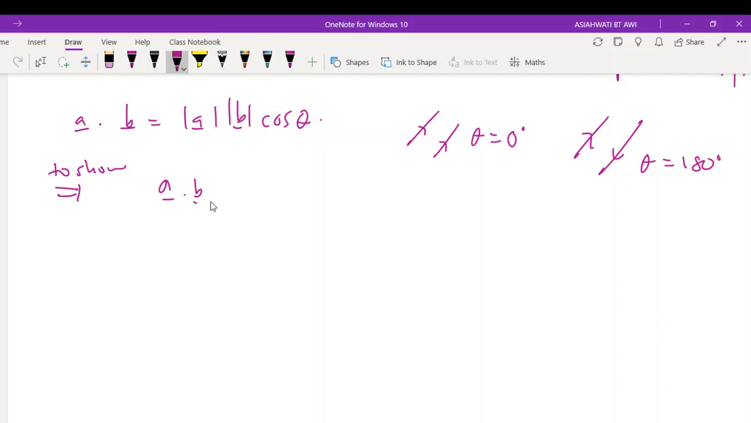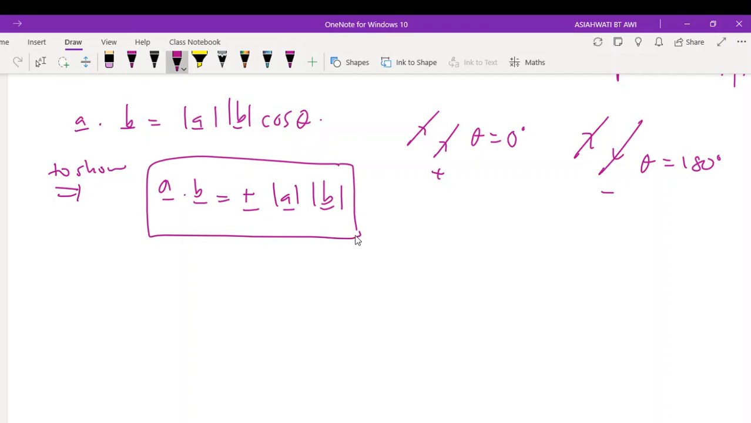Vector A dot vector B is equal to modulus vector A modulus vector B. Positive. This one positive or negative? Why negative? Because cos 180 is equal to negative. If it can be written in this equation statement, it means that the two vectors are parallel. For A dot B, find modulus A, modulus B, and find A dot B.